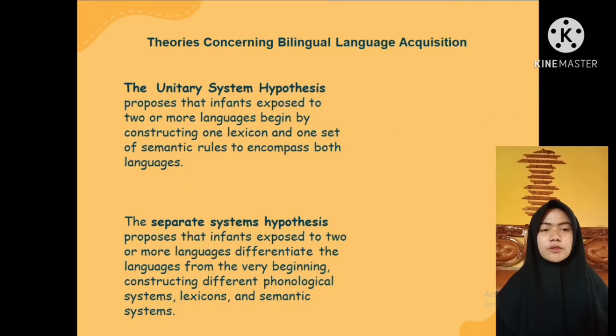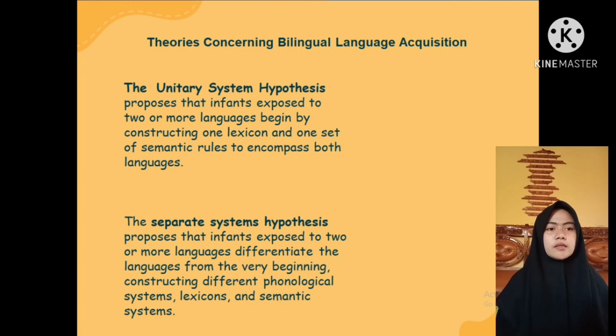Theories concerning bilingual language acquisition. There are two main hypotheses that propose how children acquire and process two or more languages. Each has its proponents and detractors. The first is called the unitary system hypothesis.